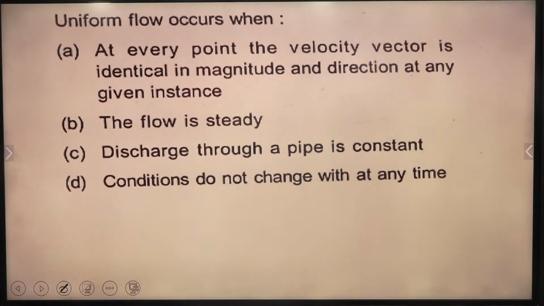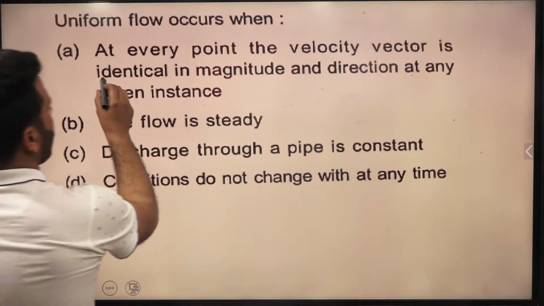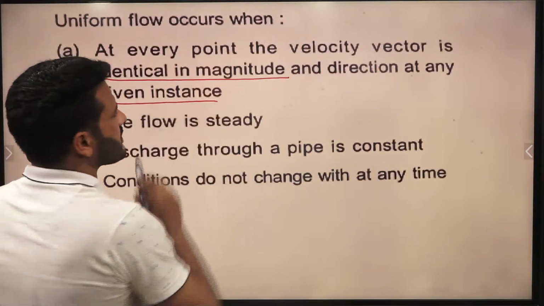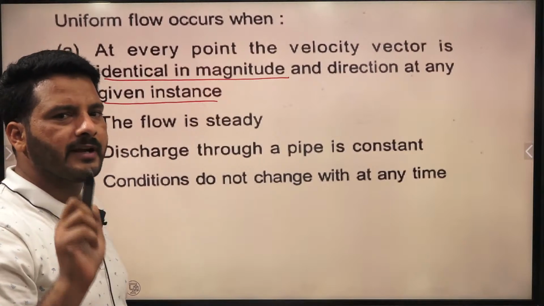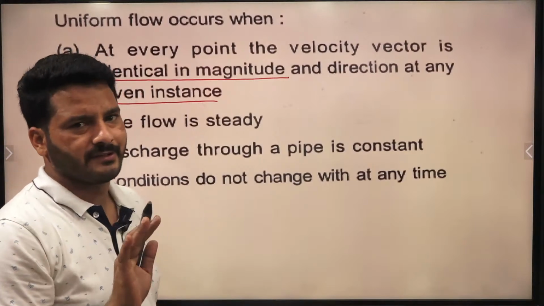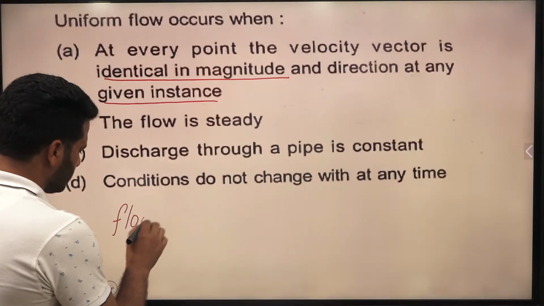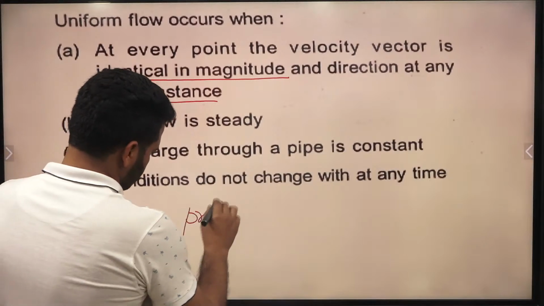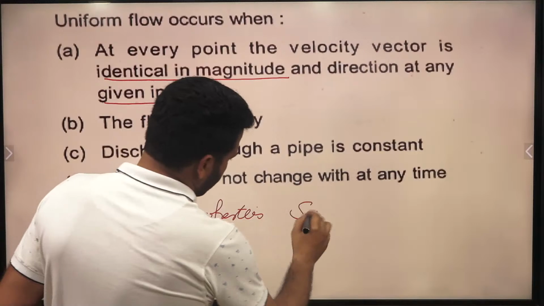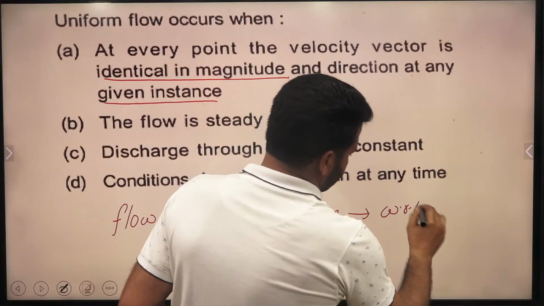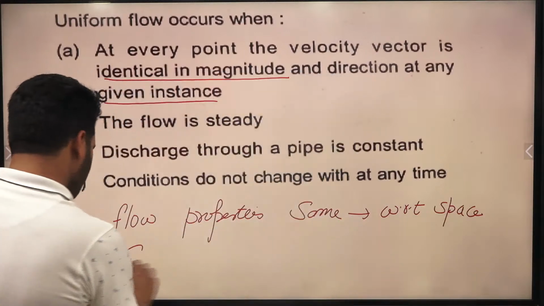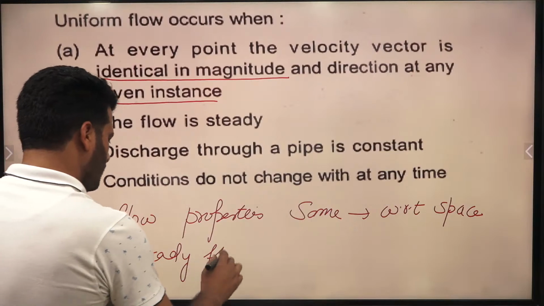Another theoretical question. Uniform flow occurs when? This is the question. So uniform flow, first statement: at every point the velocity vector is identical in magnitude and direction at any given instant. Whenever we are talking about uniform flow, the flow properties remain the same with respect to space. These are the same or constant with respect to space. And if we talk about steady flow, okay, steady flow is for time.